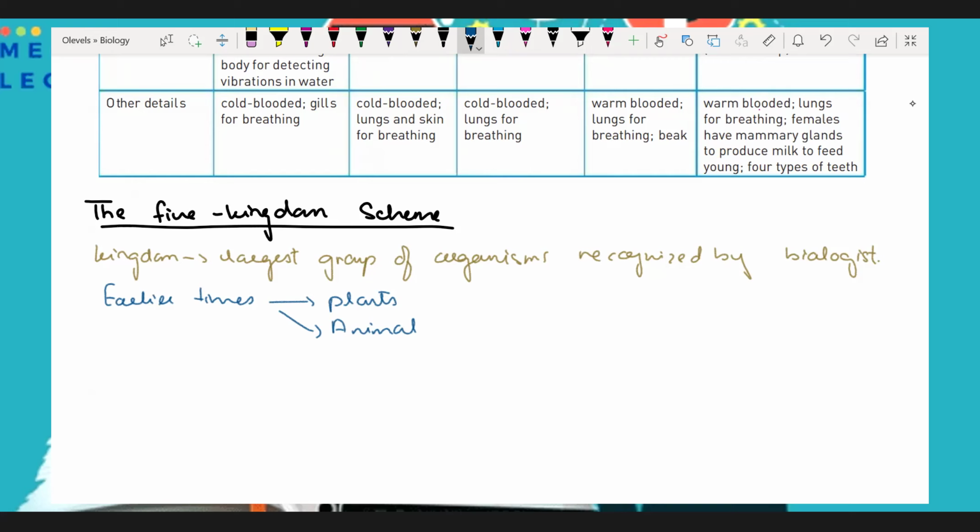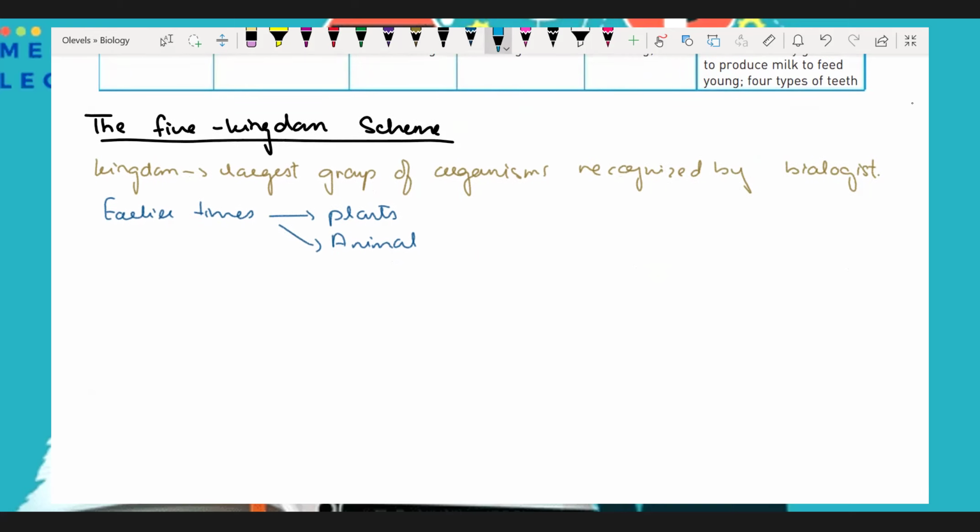They could not identify bacteria, prokaryotes, fungi, and the single celled organisms. So it was difficult for the biologists to classify them, and it was very confusing for them to put any of them into which group. So that was the difficulty they were facing.